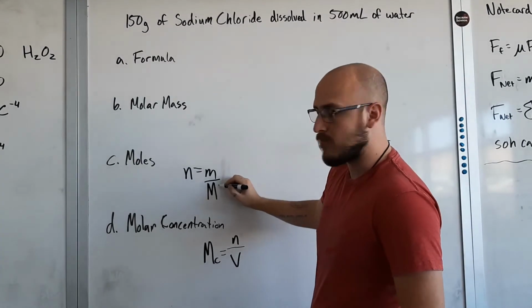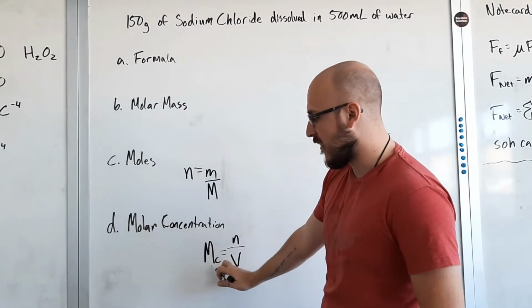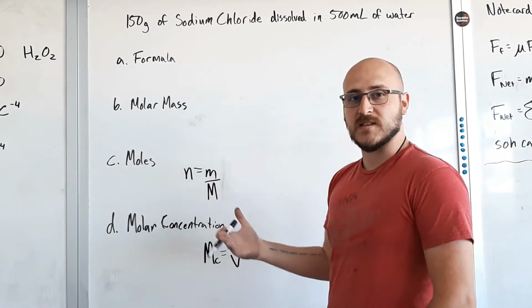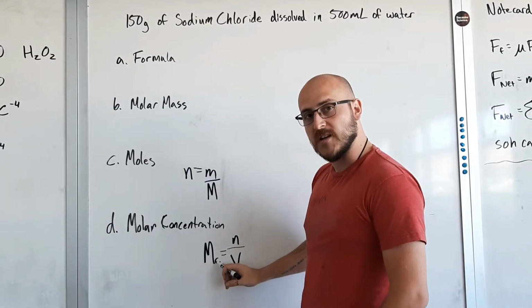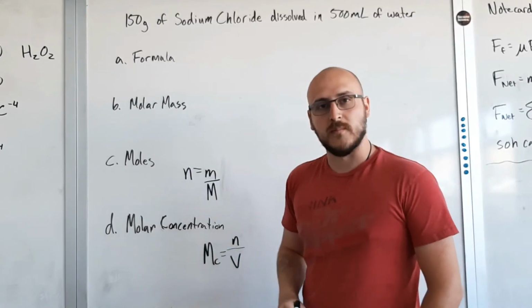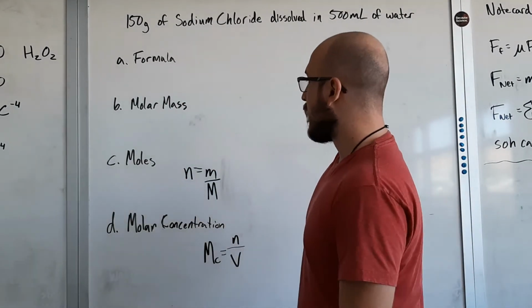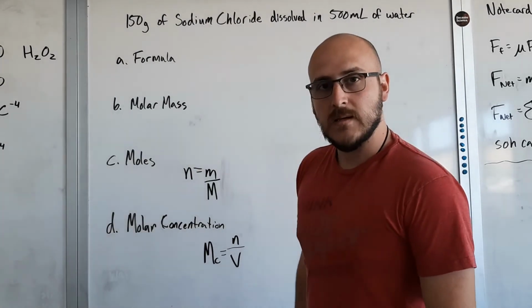This M, this molar mass right here, is not the same thing as big M with little subscript C. We use subscripts to denote different things in science. All right, so this is talking about molar concentration. This is talking about molar mass. We find molar mass on the periodic table, okay? Hey, look, that's what we need to find in B, all right?